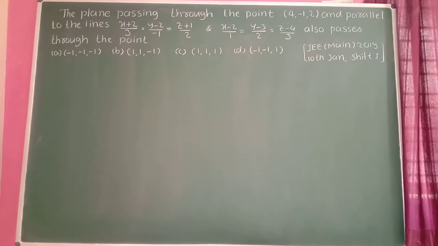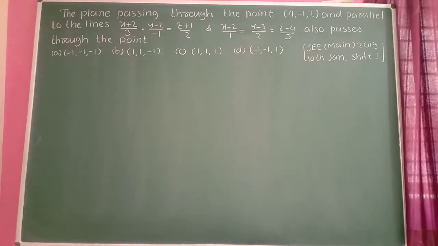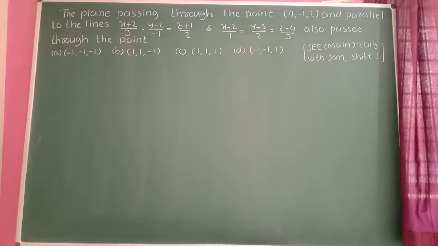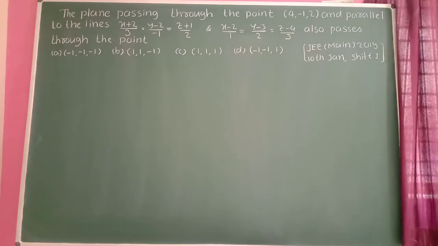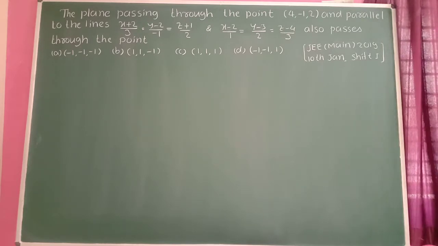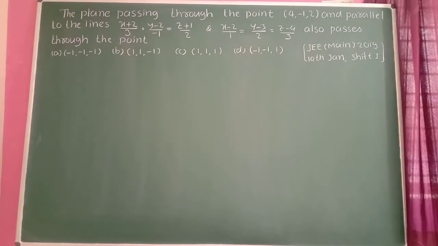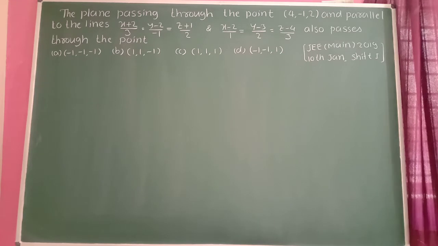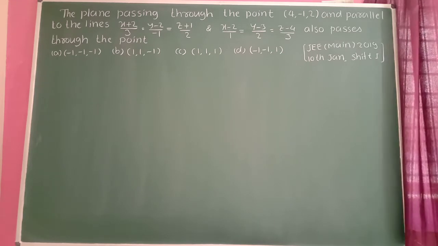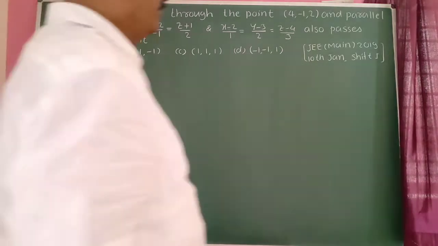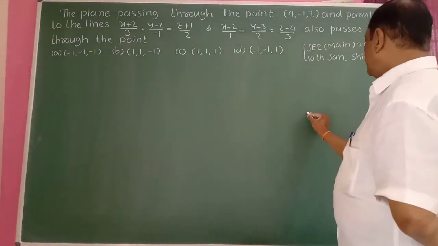Find the plane passing through the point (4, -1, 2) and parallel to the lines (x + 2)/3 = (y - 2)/(-1) = (z + 1)/2 and (x - 2)/1 = (y - 3)/2 = (z - 4)/3. Four options are given.